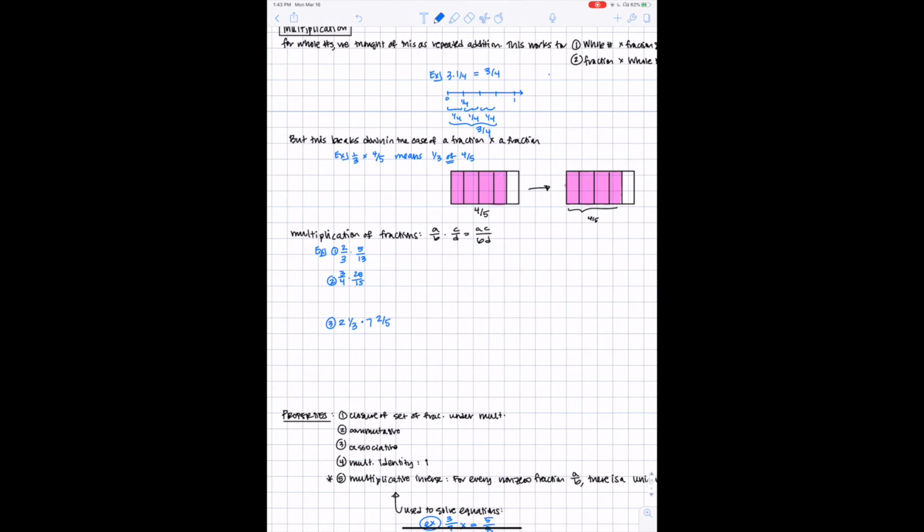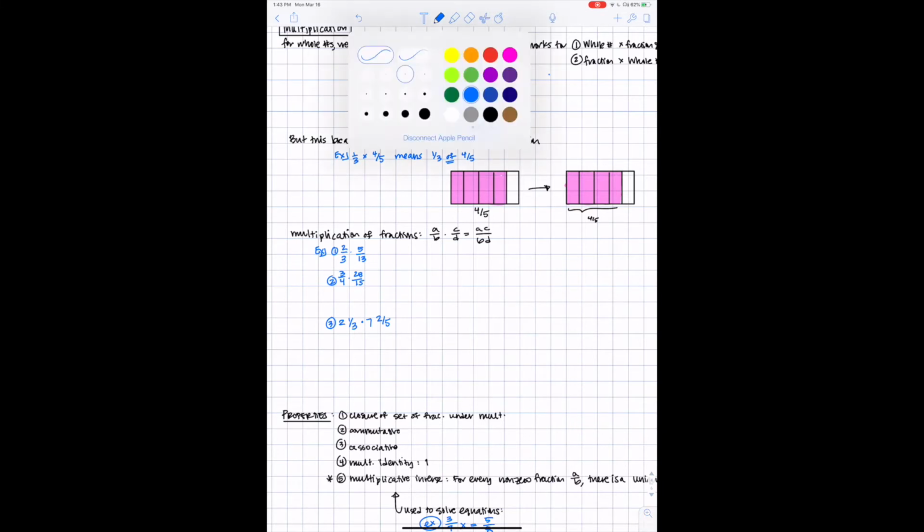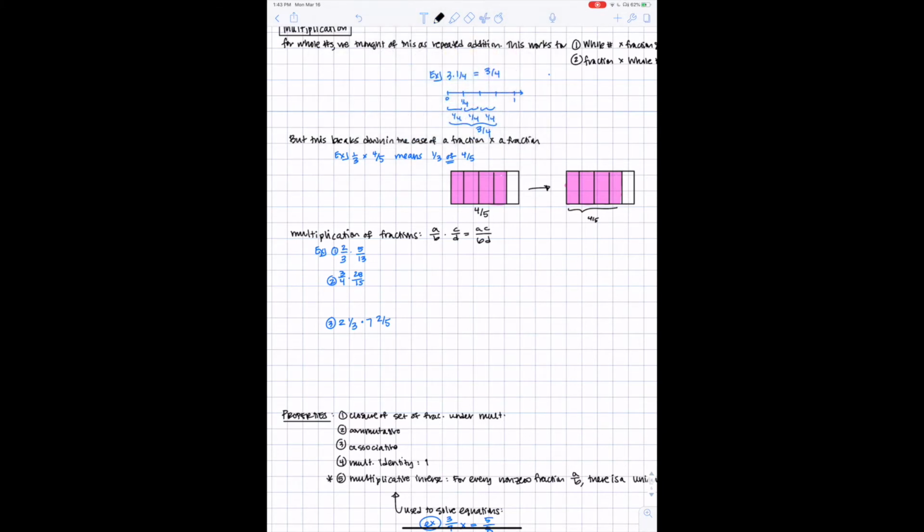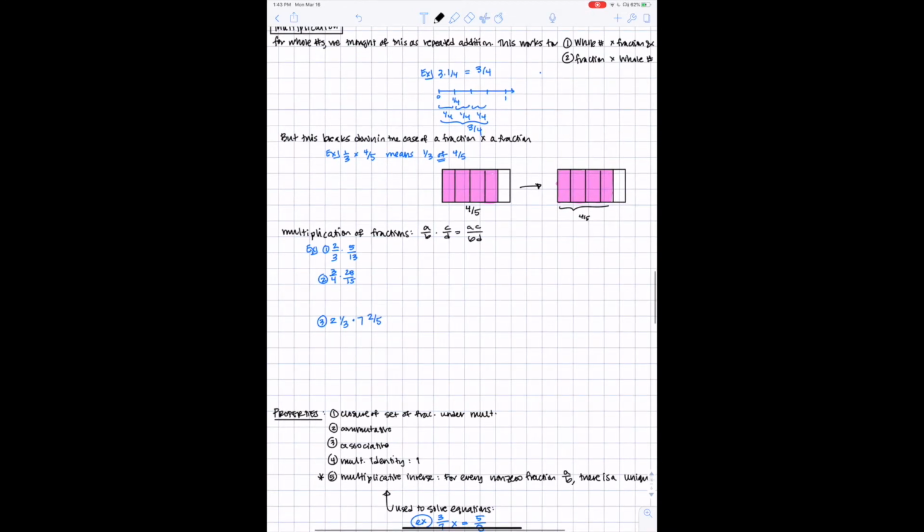The model is a little bit more complicated, or this idea of thinking of multiplication as repeated addition breaks down, when we think about multiplying two fractions. So for example, 1/3 times 4/5. We can think of what 1/3 times 4/5 means, and it means 1/3 of 4/5. So here I have an example of what 4/5 of this rectangular area looks like.